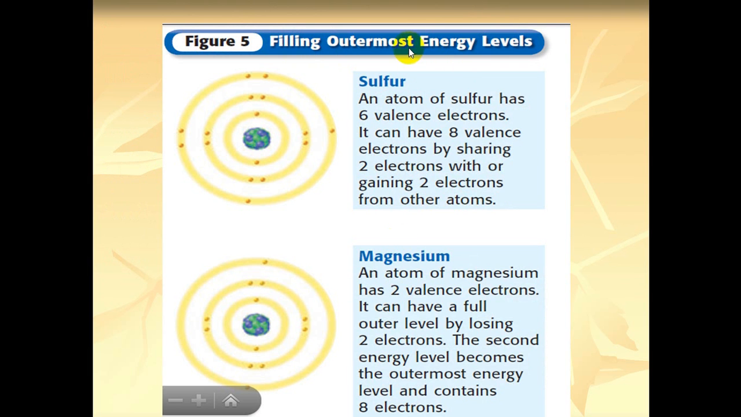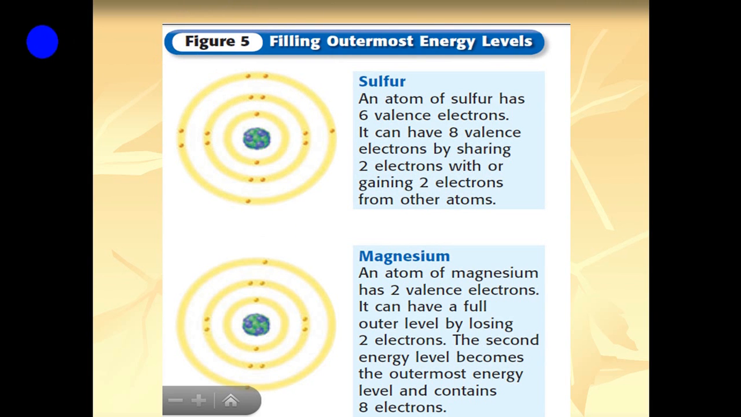Filling the outermost energy level. Here, sulfur. An atom of sulfur has 6 valence electrons. The outer shell has 6 electrons, and these are the valence electrons. It can have 8 valence electrons by sharing 2 electrons or gaining 2 electrons from other atoms. So to complete the 6 electrons to 8, we need 2 more. Sulfur needs 2 more electrons to complete the outer shell to 8.